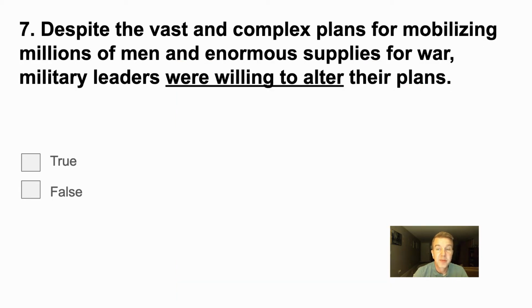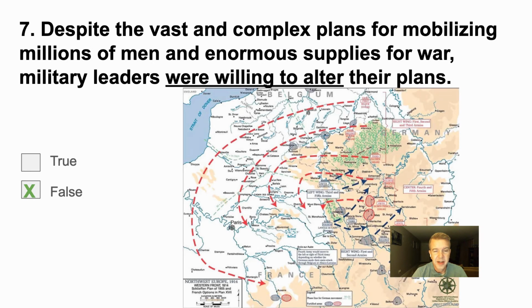Despite the vast and complex plans for mobilizing millions of men and enormous supplies for war, military leaders were willing to alter their plans. They were not. Basically, complex plans like the Schlieffen Plan here were like, look, once we get this going, you can't stop this. This is, in fact, something that Tsar Nicholas II of Russia finds out when he mobilizes his troops, which is seen as an act of war. His cousin in Germany says, you sure you want to do that? We've got an alliance with Austria-Hungary. And he goes, oh, guys, slow down, stop. And the generals tell him, we can't. Once you start it, you can't stop it.